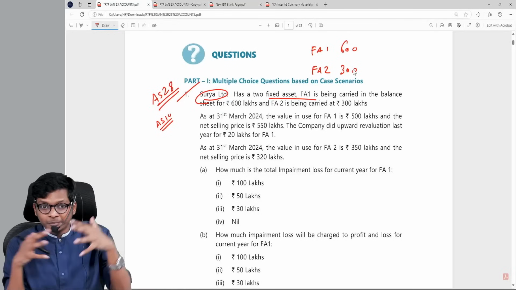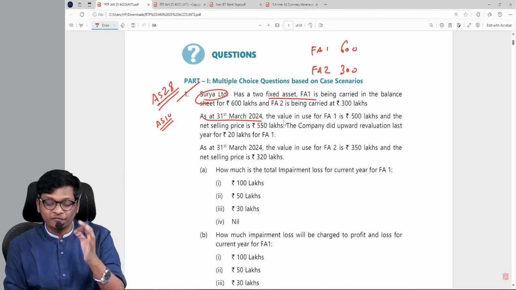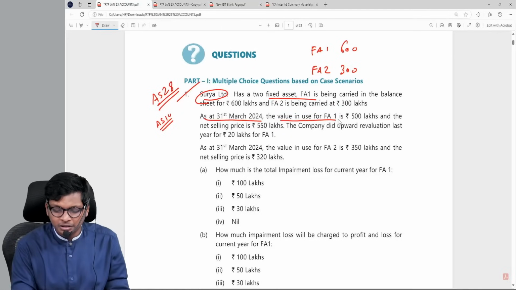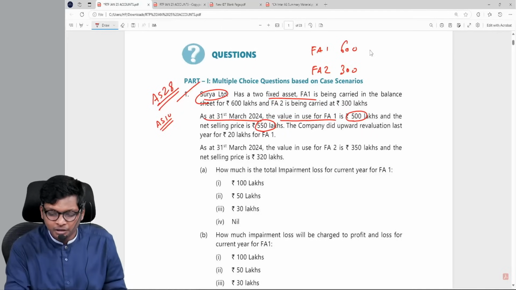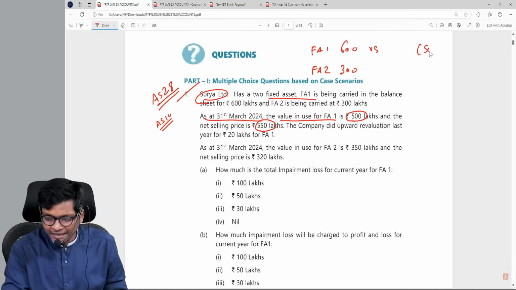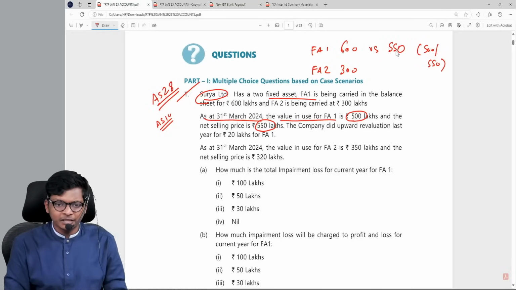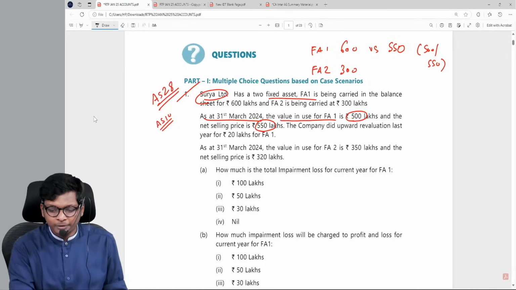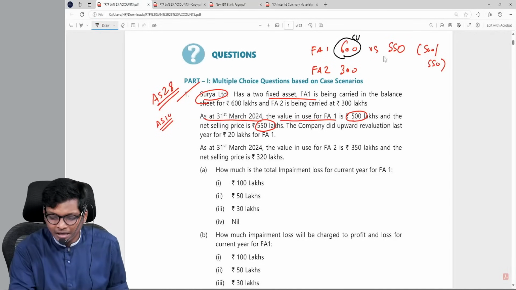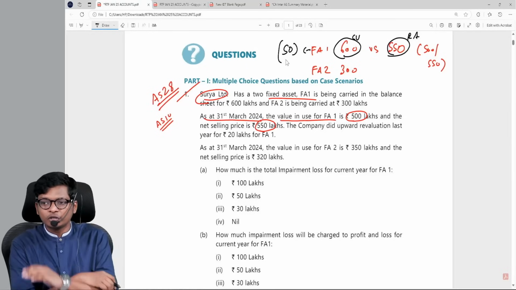Can I merge both? No, both are separate assets. As of 31st March 2024, the value in use for FA1 is 500 and net selling price is 550. So I have to compare this with the higher of 500 or 550. Which is higher? 550. So I will take 550, but still there is an impairment loss because the carrying value is 600 and the recoverable amount is 550. So for fixed asset 1 there is a loss of 50, which I will treat as impairment loss.